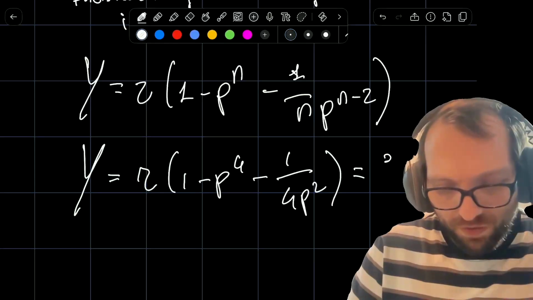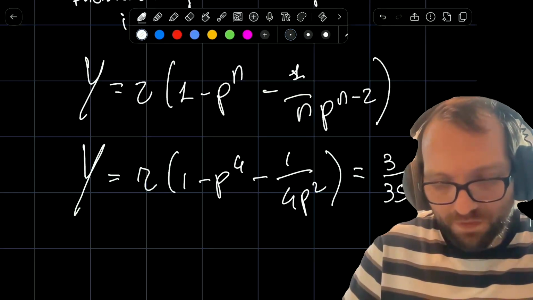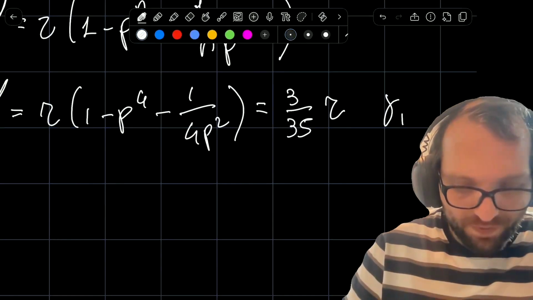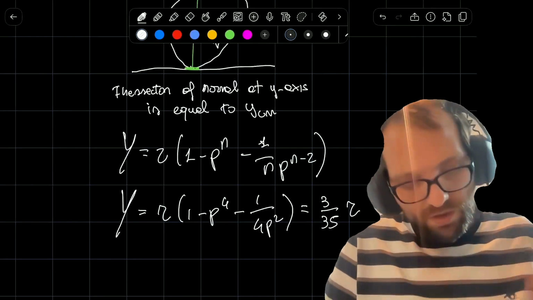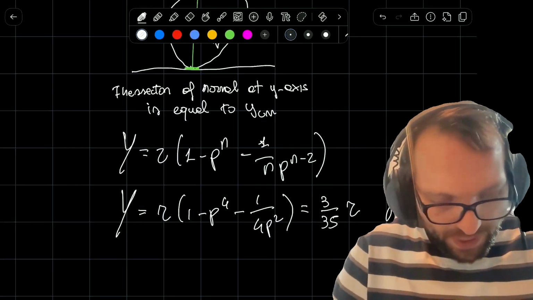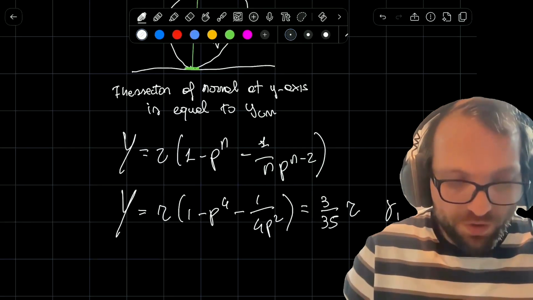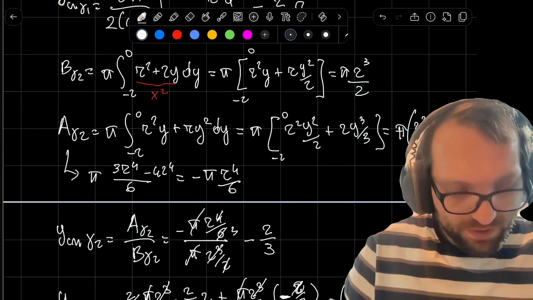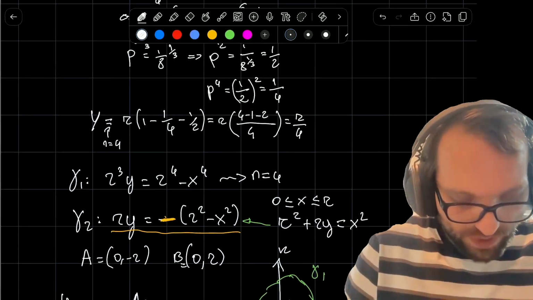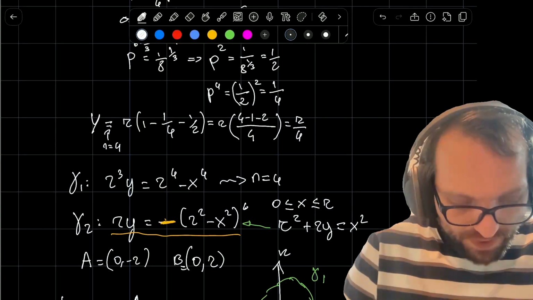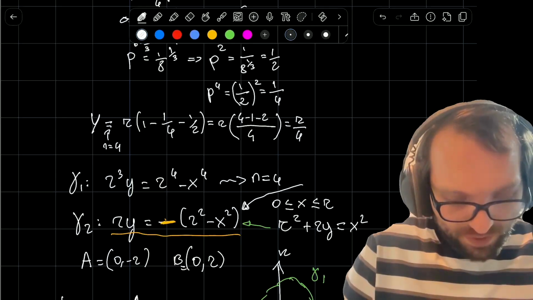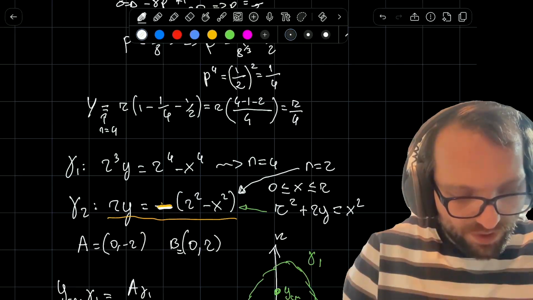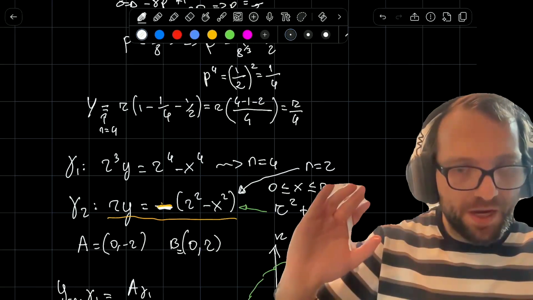And this has to be equal to the y coordinate of the center of mass of the composite object. Okay, this is for gamma 1. For gamma 2, I realized that gamma 2 is related with the original curve as a function of n, with the difference that, if you go here, you see that this is very similar to the original function for n equal 2, but there is a reflection of the sign of the y coordinate.